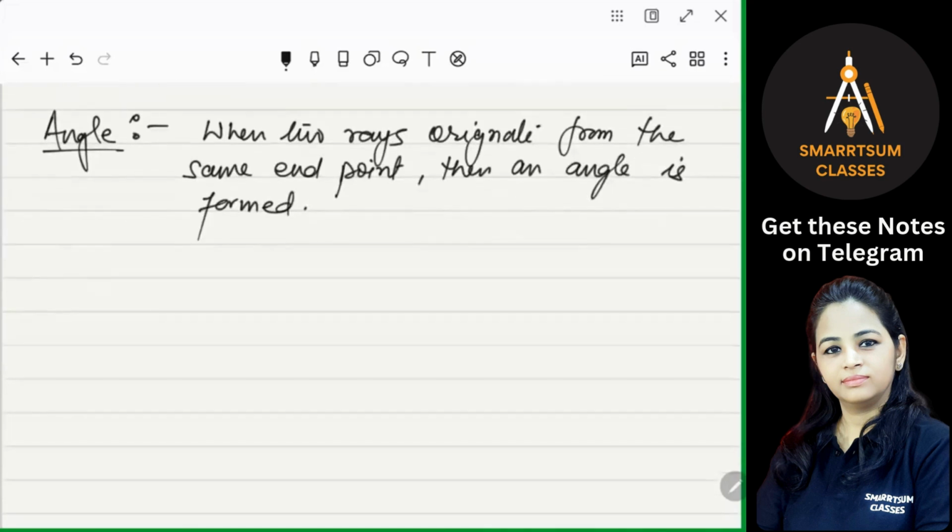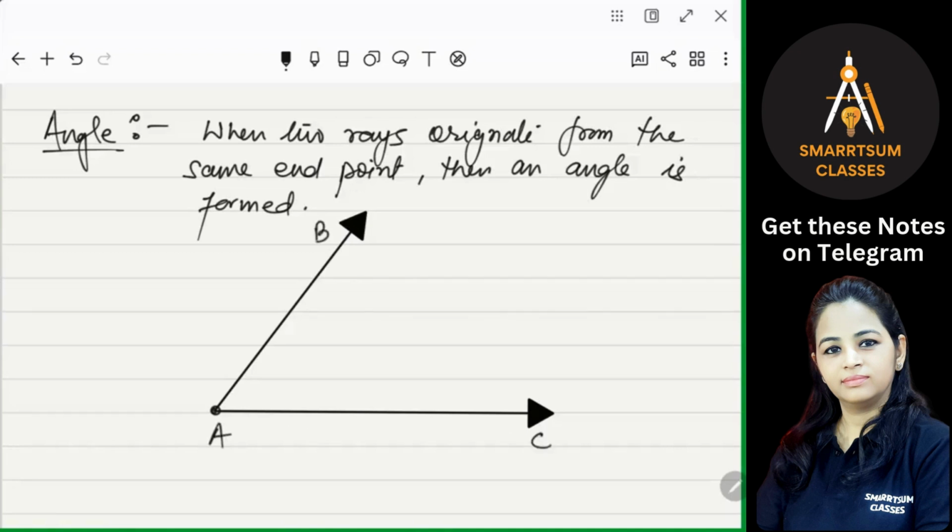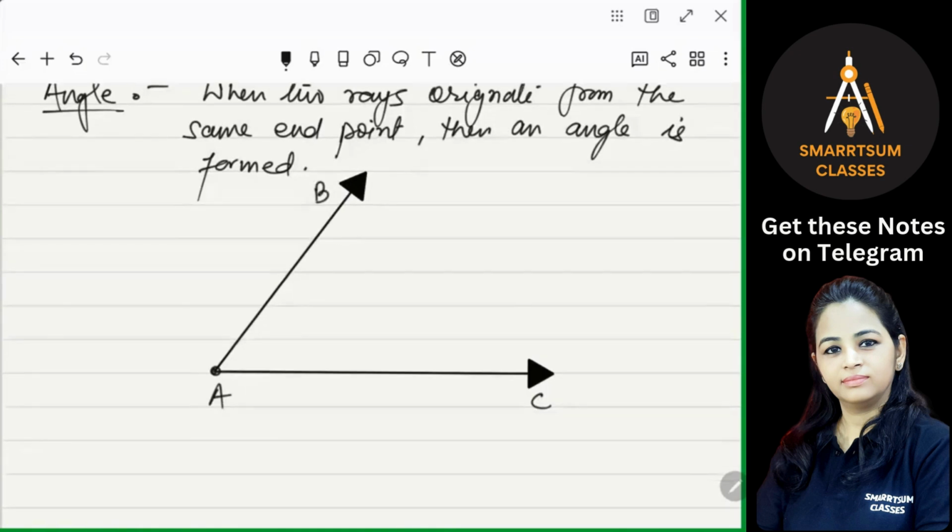Now the rays which are originating. Suppose we have two rays. Let's look at here. This is a ray. This is another ray, and both rays are originated from the same endpoint. The rays making an angle are called arms. You're getting this? AC is a ray. Similarly, AB is a ray. And these rays which are making the angle are called the arms of the angle. So ray AB and AC are called arms of the angle.